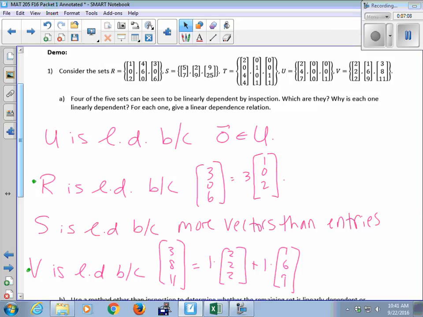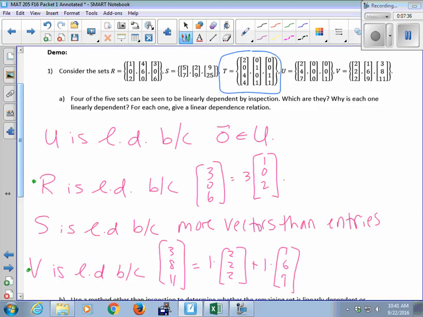So the last setup here is T, three vectors in T. There is no obvious answer of is it dependent. You can't immediately tell just by looking at it. So I have to do something a little extra to determine whether or not this is independent or dependent. To do that, I'm going to use the definition.